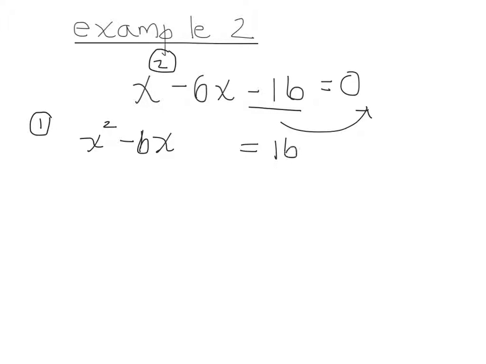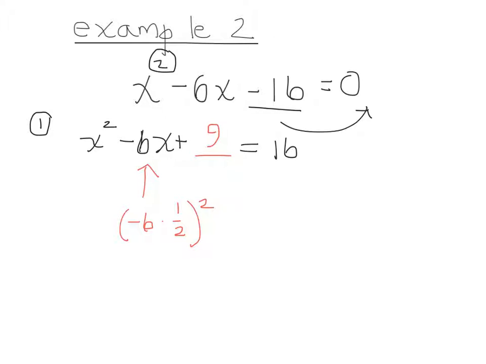And 0 plus 16 is 16. So now we have to decide what is it that we need to add to this left side of the equal sign to make it a perfect square trinomial. So we take the number in front of the x, in this case -6, we cut it in half, and then we square that answer. So half of -6 is -3, and when you square -3, you get +9.